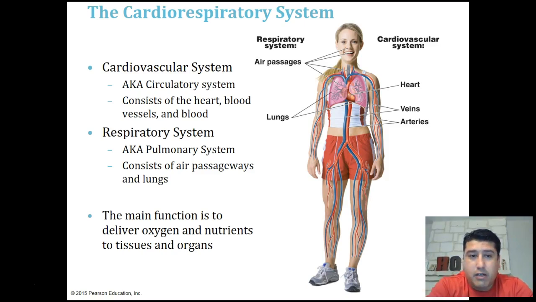So when we talk about cardiovascular disease later on, we'll start identifying specific diseases that fall under that umbrella term.